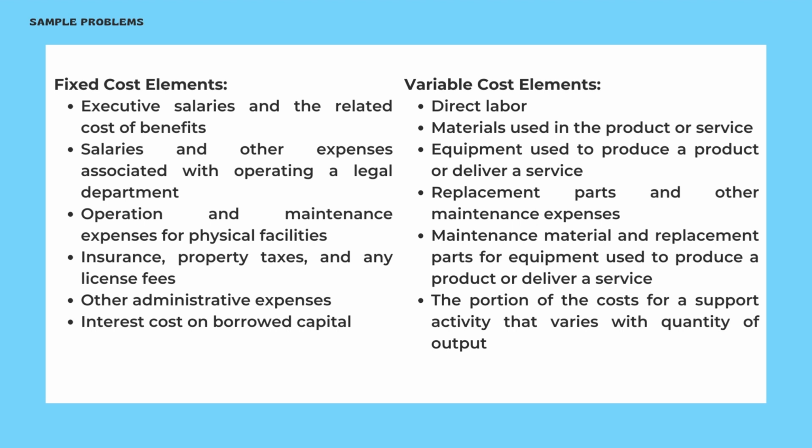And we have these variable cost elements. First is the direct labor, material used in the product or service, electricity, lubricating and cutting oil, and so on to the equipment used to produce the product or deliver a service, replacement parts and other maintenance expenses for jigs and fixtures, maintenance materials and replacement parts for equipment used to produce a product or deliver a service.